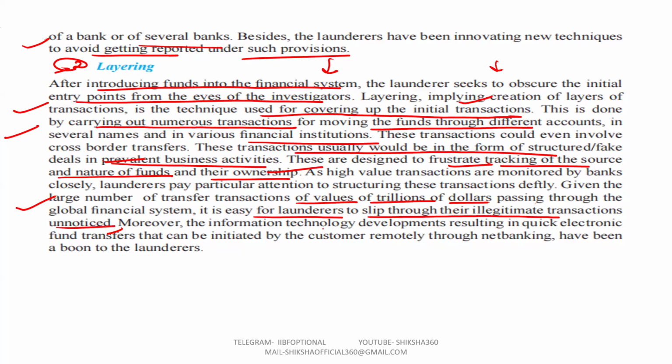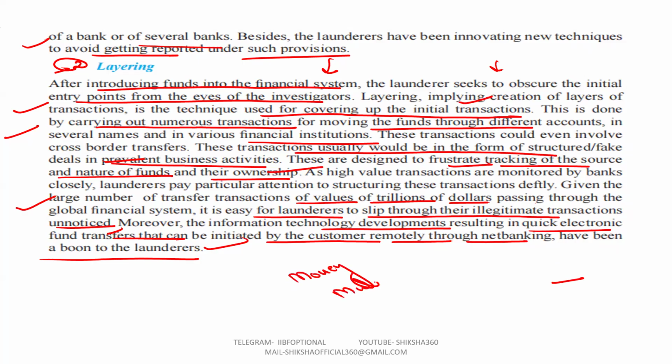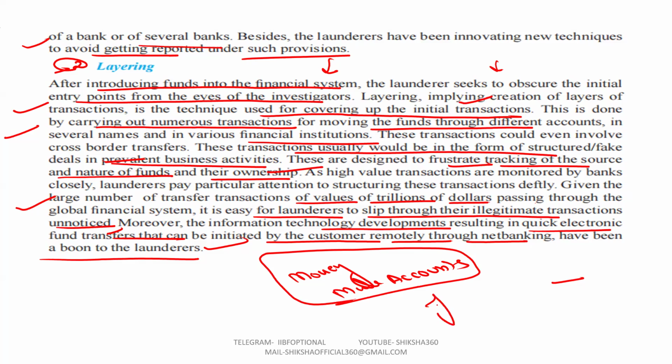Moreover, the information technology developments resulting in quick electronic fund transfers that can be initiated by the customer remotely through net banking have been a boon to the launderers. Even through net banking, they are doing all these transactions. Earlier, they were taking cash. Now they operate online, with money mule accounts. A money mule account is an account of one person that is operated by another person for fraudulent activities.